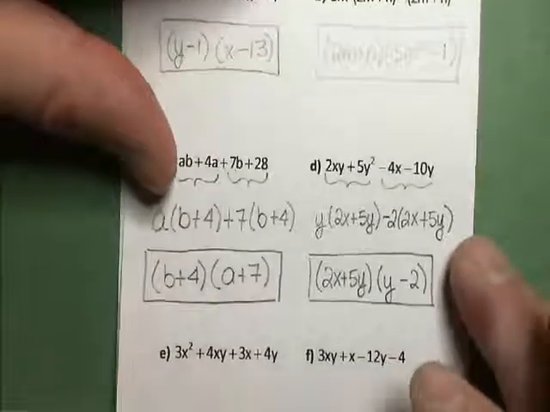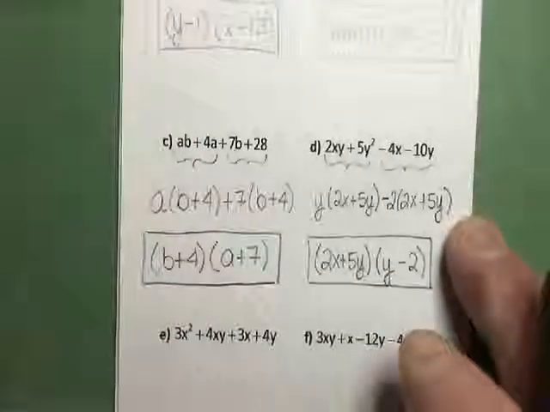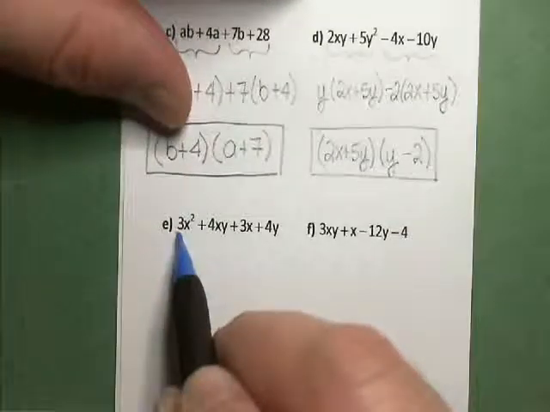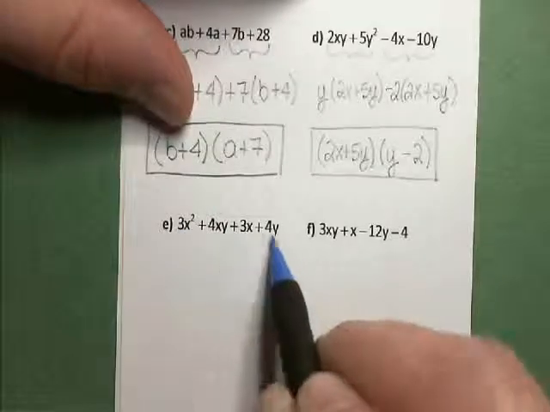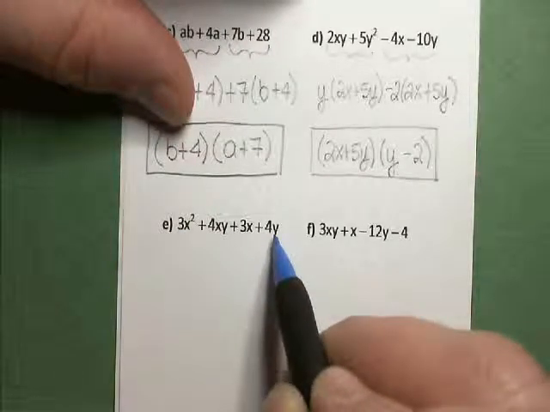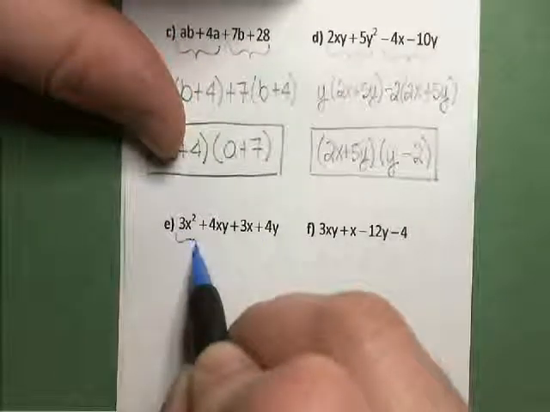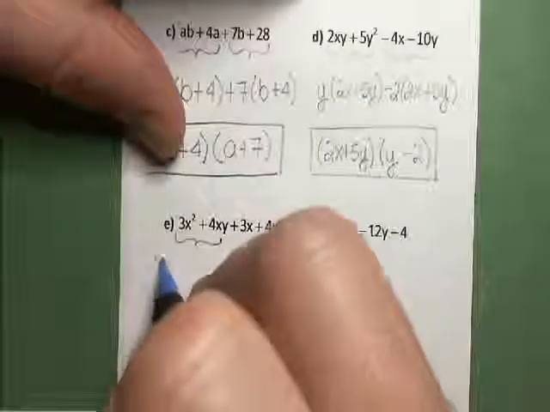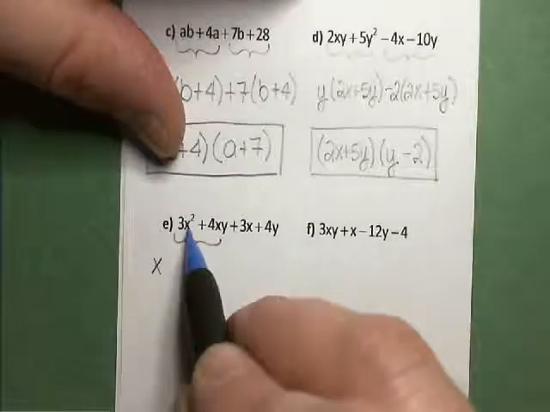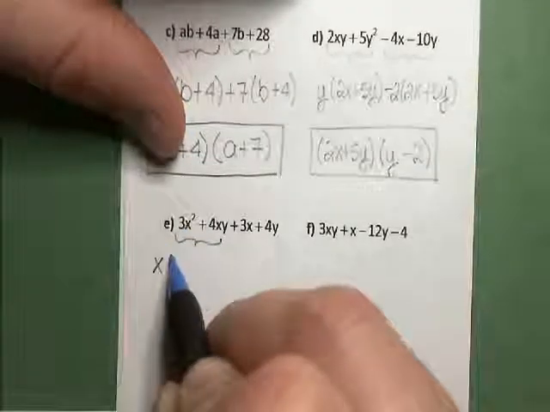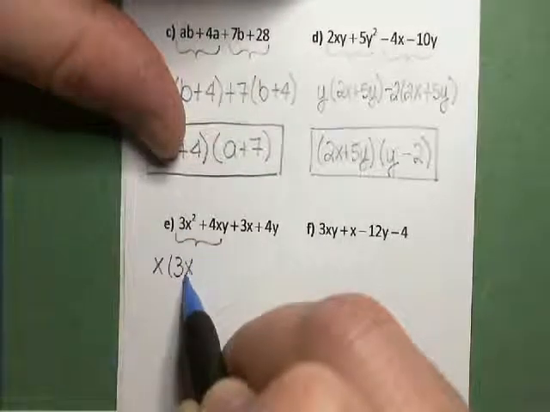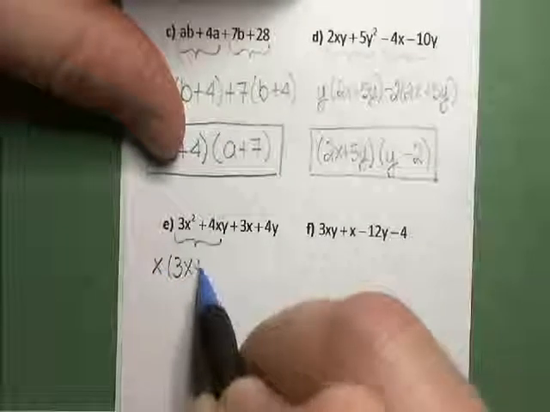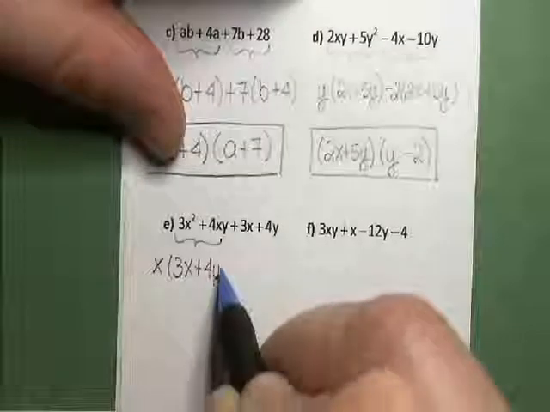Alright, let's keep going to letter E. Is there any number or letter that can factor from all four terms? The answer is no. So let's look at the first two. What can I factor from the first two? I can factor out an x. And if I factor out an x, 3x squared divided by x is 3x. 4xy divided by x is 4y.